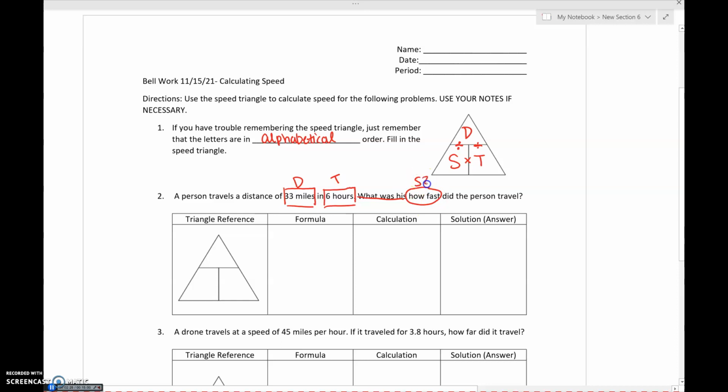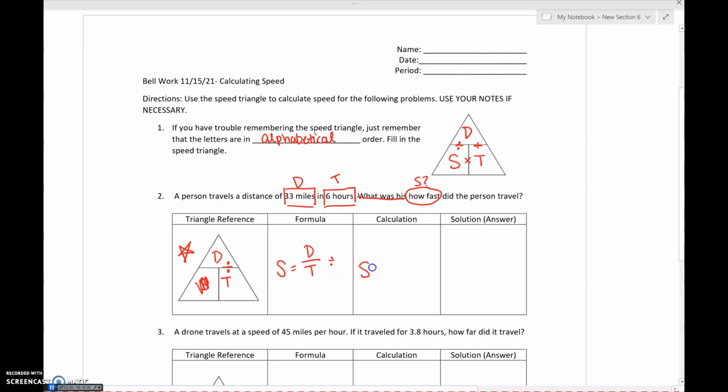So let's go ahead and fill in our triangle. We have D, S, and T. Please note that you are not going to be given the speed triangle on the quiz. You will have to remember it yourself, which is one of the reasons why I've given you blank triangles here. So we're looking for speed, so we're going to scribble over speed, and we are given D over T. And remember, if they're over each other, that means divide. So we're going to write out our formula. Speed equals D over T, or D divided by T.